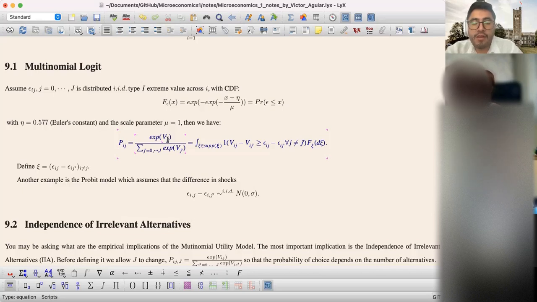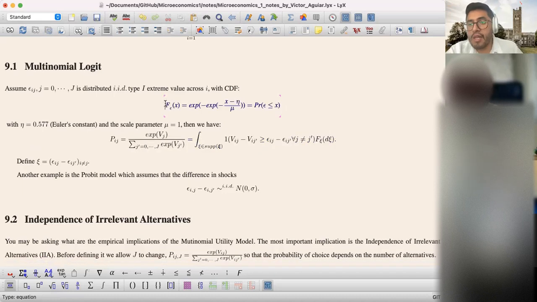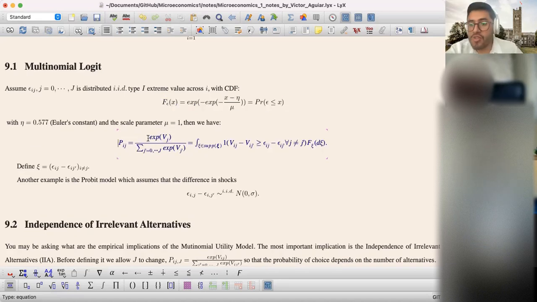So again, this is a very cool model because it is giving you a closed form solution of this complex integral. And this integral is essentially integrating over the area of the epsilons such that they satisfy that J is the top alternative, right? Over the distribution F, which is given by this type 1 extreme value. So if you do this by hand or using Mathematica, you're going to obtain the probability of choice of logit. Okay.